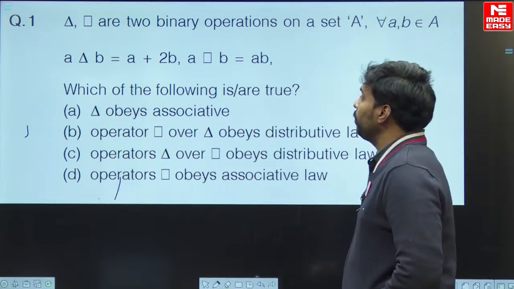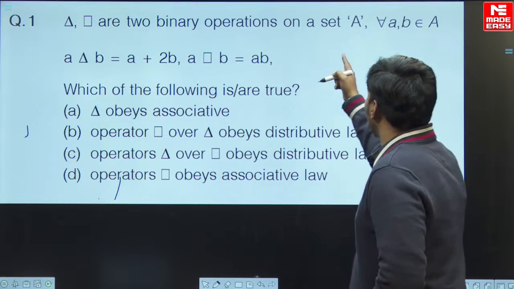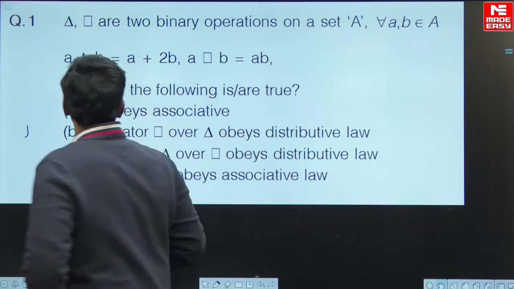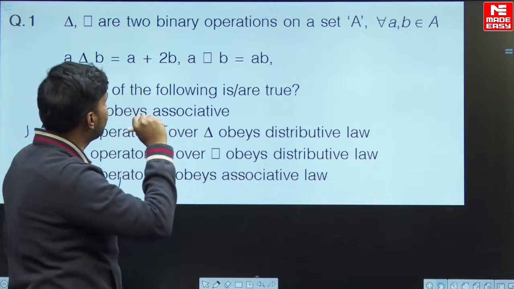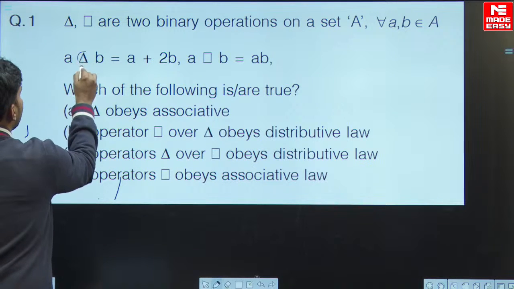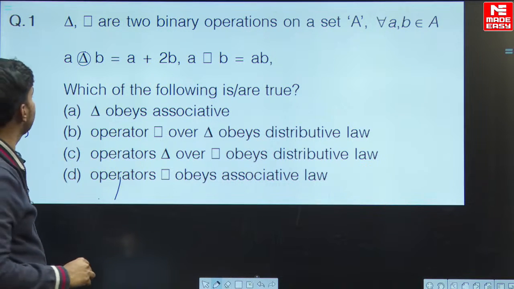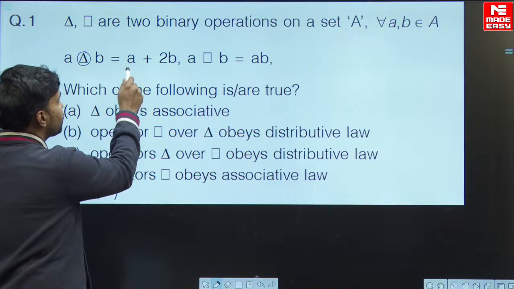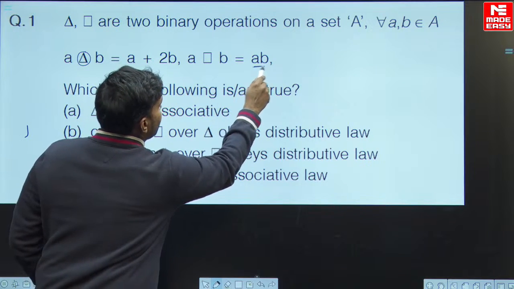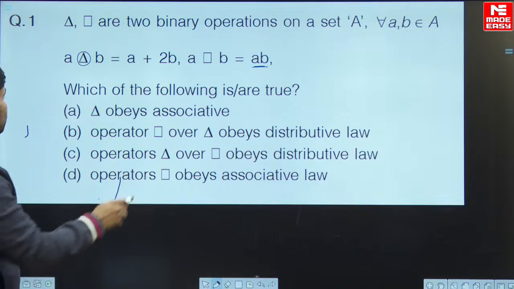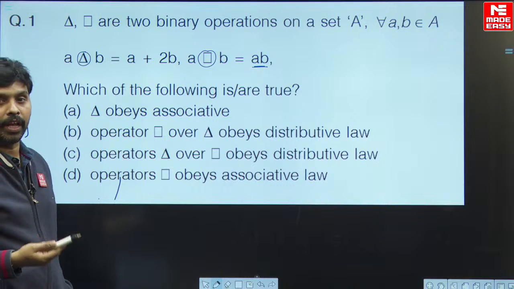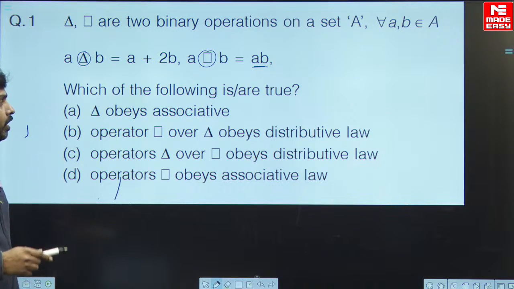So from the group theory, there are 2 binary operations here on a set A. For all A comma B belongs to A, the binary operation A delta B is defined as A plus 2B, and A square B is defined as AB here. So these are the 2 binary operations defined between the elements of the set A. Now which of the following are true here?